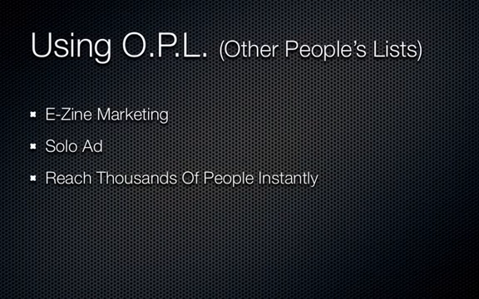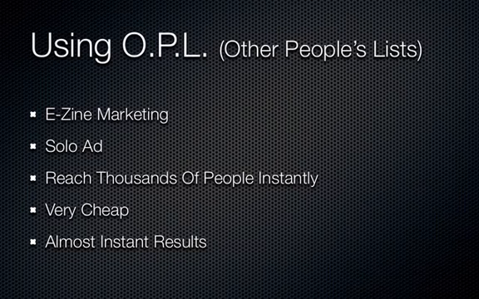So with e-zine solo ad marketing, we're going to reach thousands of people virtually instantly, with just a click of a mouse. It's very cheap, like I said, and most importantly, it gets you almost instant results. When I submit an e-zine solo ad, I start seeing results within about an hour, typically on average. When you click that send button, boom, about an hour later you start seeing traffic, people coming to your affiliate site, and then you start seeing sales coming in right away. You don't have to wait days and days for that to work.